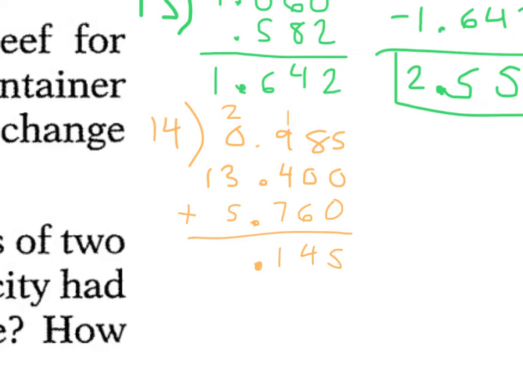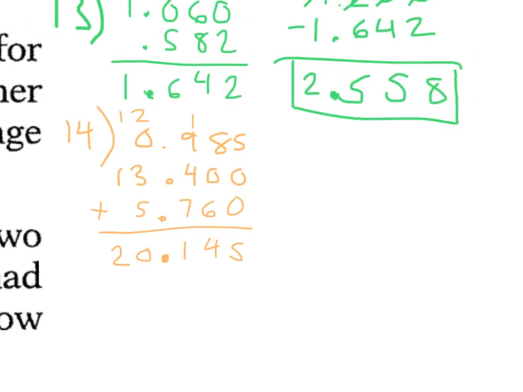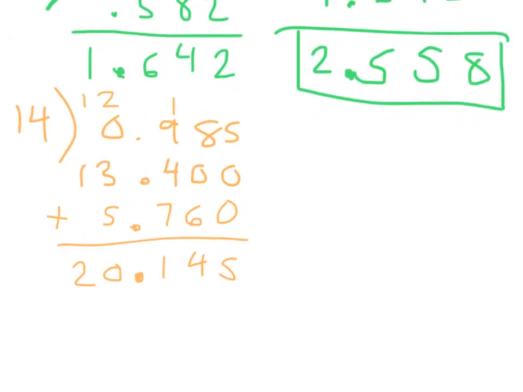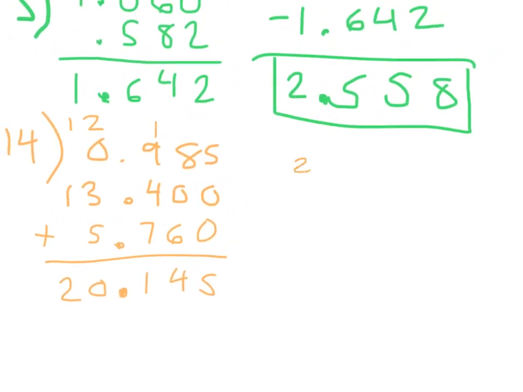Then we have 2 plus 0 plus 3 plus 5, which would be 10. And 1 plus 1, which is 2. And now we need to subtract this from 21.02. 21.02 minus 20.145. We need to add a 0 there, so we have a number for every place.